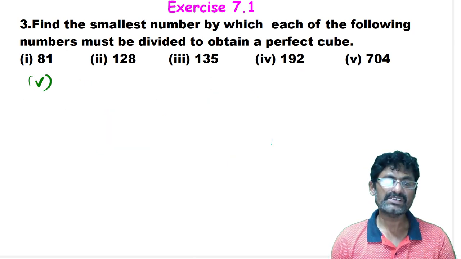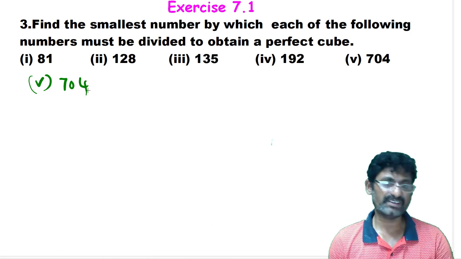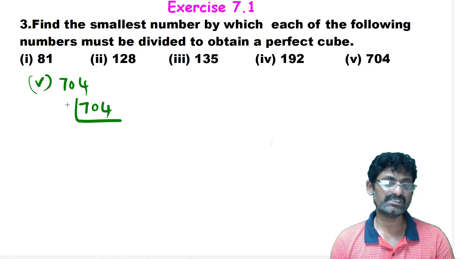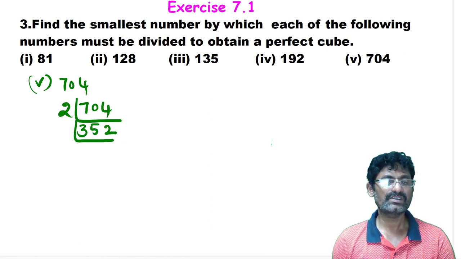Now let us go to the fifth problem. The fifth problem is 704. Let us resolve that into prime factors. So 704, divide this into prime factors. First start with 2. 2 times 3 is 6. 1 will be there, 10. So 2 times 5, then 2 times 2. Then 2 times 1 is 2. 1 will be there, 15. 2 times 7 is 14.